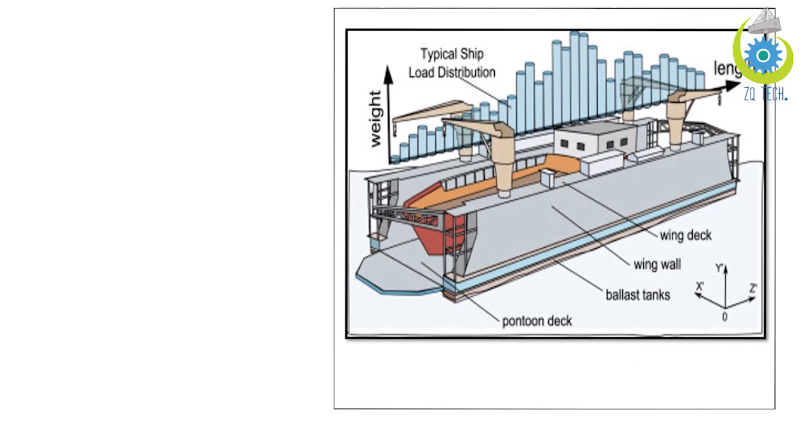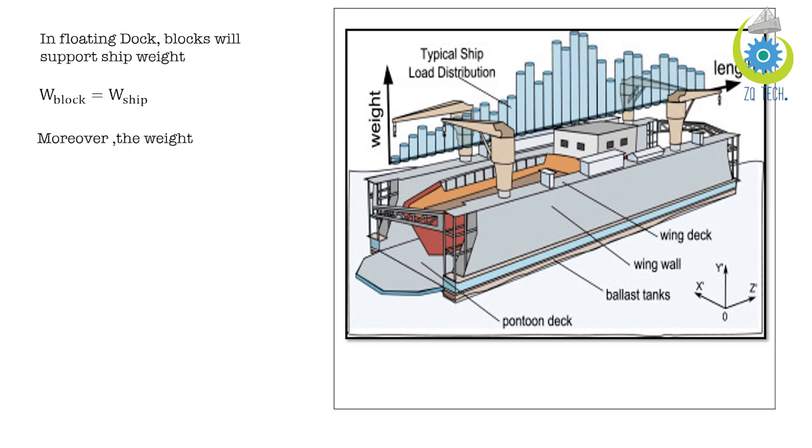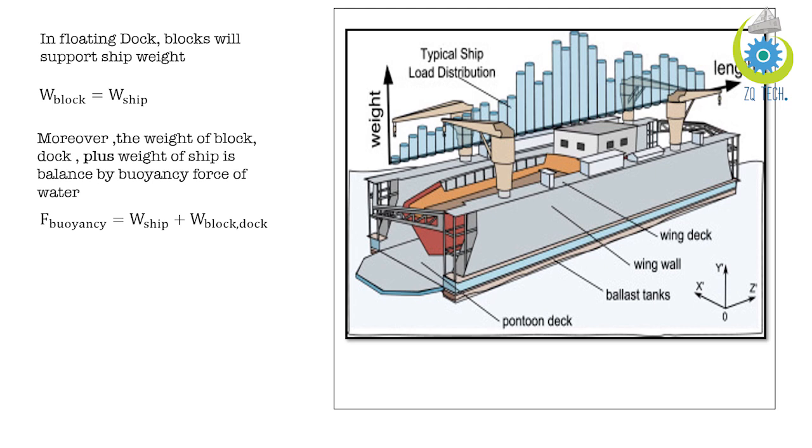In the floating dock, the blocks will support the ship weight, so W block is equal to ship weight, as you can see in the picture. Moreover, the weight of the dock plus the weight of the ship is balanced by the buoyancy force of the water. So F buoyancy is equal to W ship plus weight of the dock. Buoyancy force is acting upward while the ship and the block weight are acting downward.